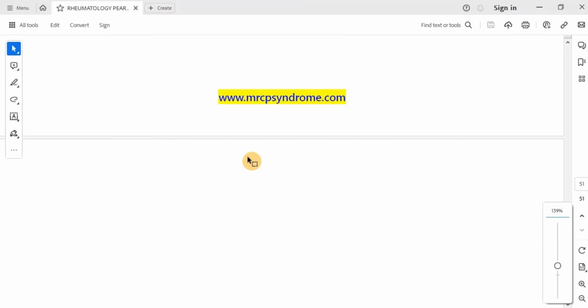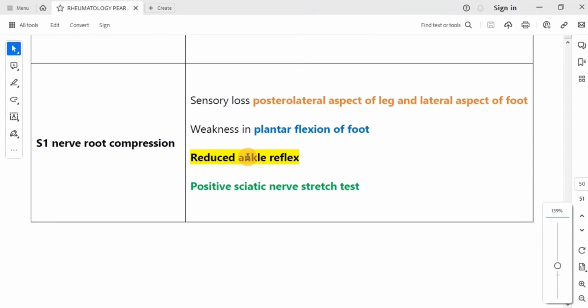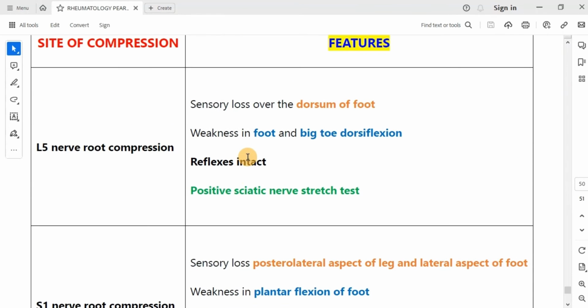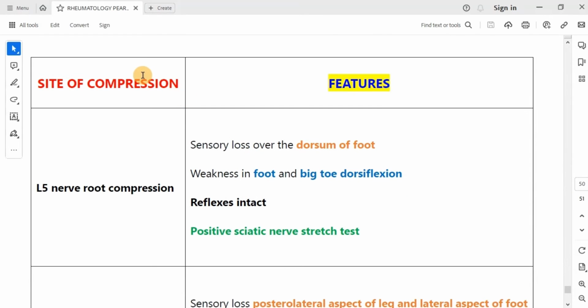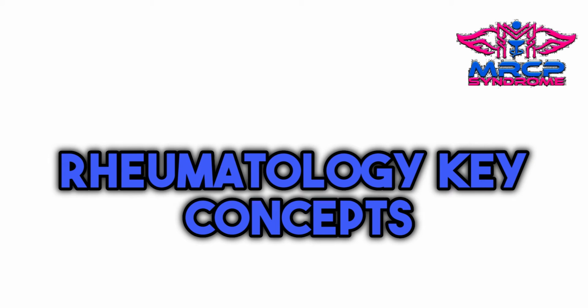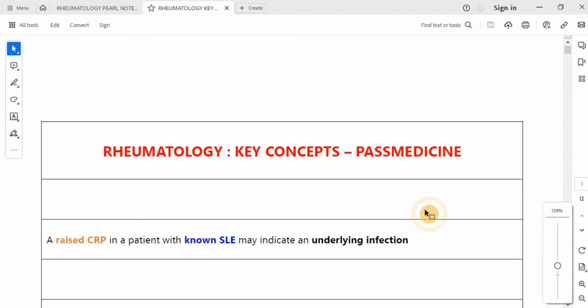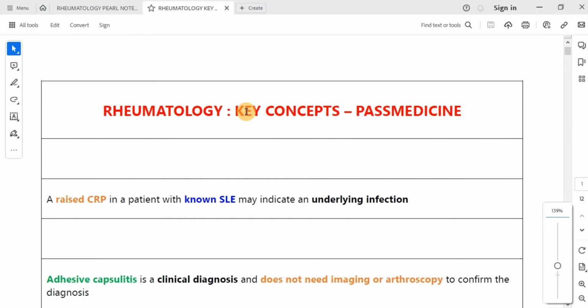So this is our Pearl notes, and once again the reminder: you need to memorize and you need to revise everything from the Pearl notes. You shouldn't skip even a single line from it. And these key concepts are actually copy-paste materials taken from Passmedicine.